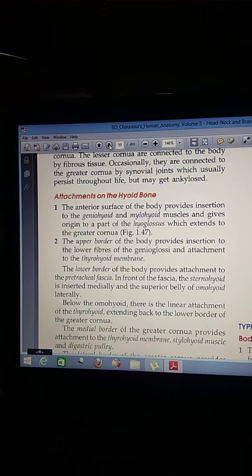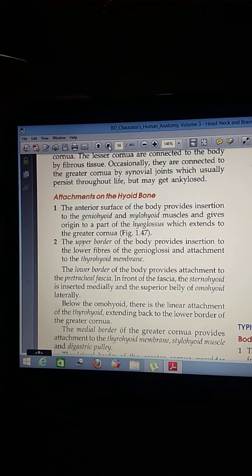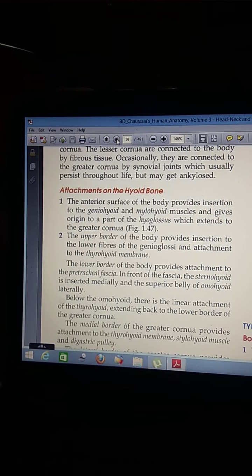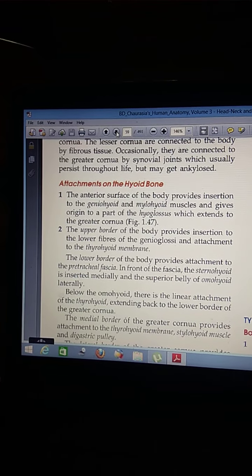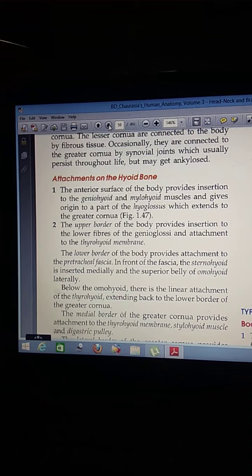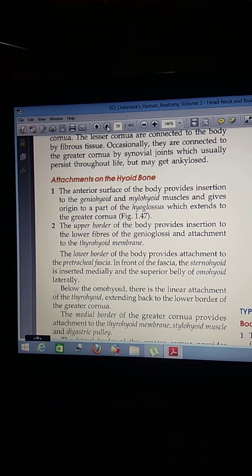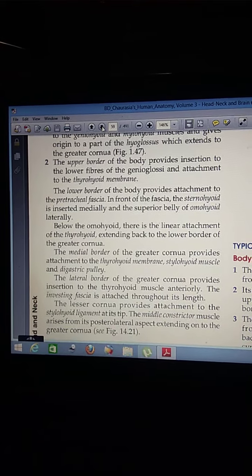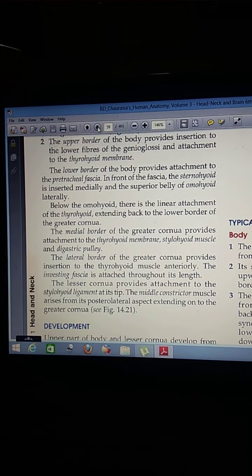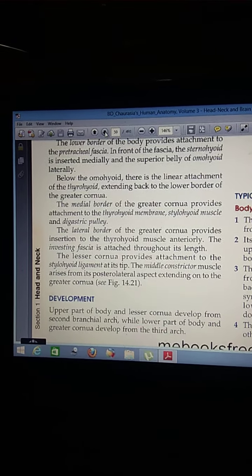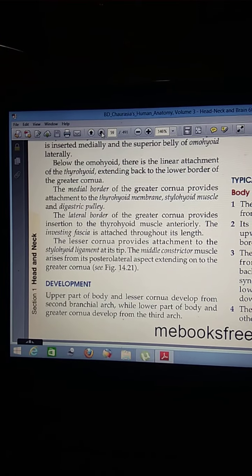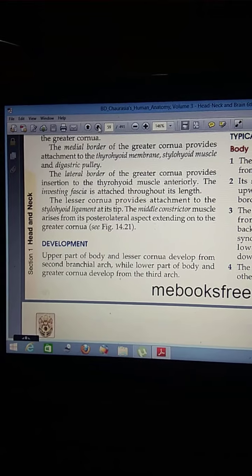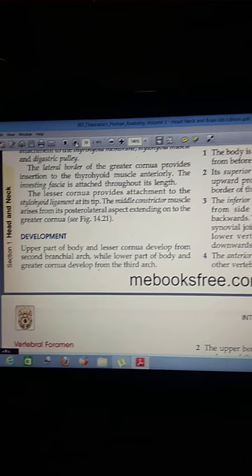Attachments: the anterior surface gives attachment to the geniohyoid and mylohyoid. The upper border gives attachment to the thyrohyoid membrane, and the lower border to the pretracheal fascia, sternohyoid and omohyoid. Laterally below, the thyrohyoid, and the medial border, the thyrohyoid and the stylohyoid muscles and digastric sling. The lateral border gives attachment to investing fascia. The lesser cornua provide attachment to the stylohyoid ligament and middle constrictor.